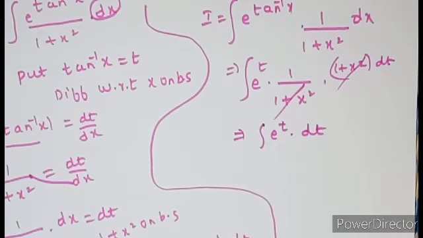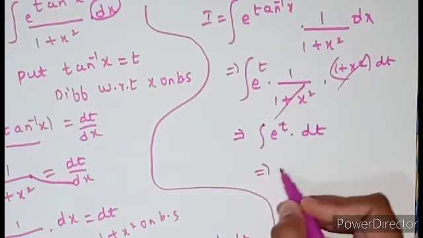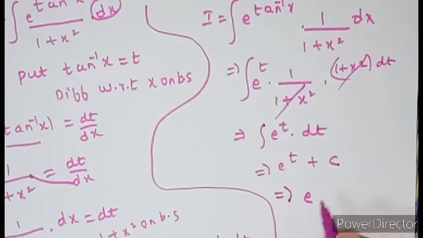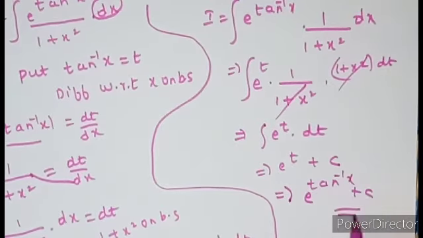As we know, the integral of e power t is e power t itself. So e power t plus the integration constant c. Now substitute your t back again. Here t is tan inverse of x, right? Plus c. See, this is the required answer. Isn't that so easy?